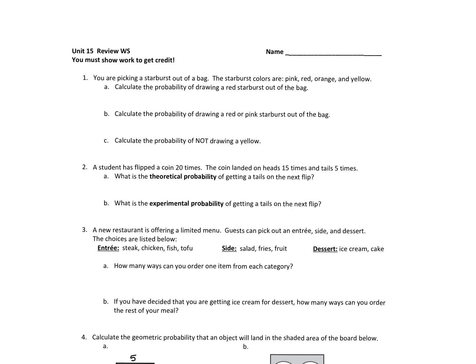Okay, the Starburst colors are pink, red, orange, and yellow. So we're going to assume that there's one of each there, which means we have a total of 4 Starbursts.